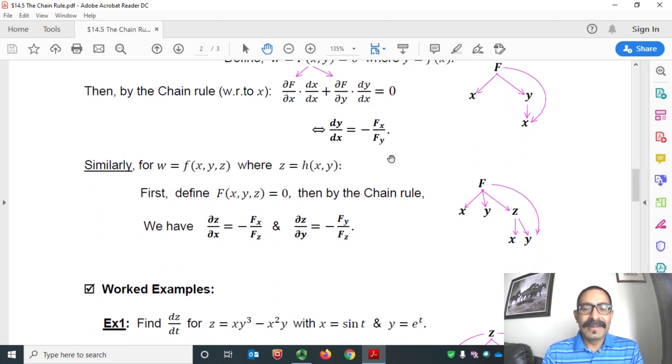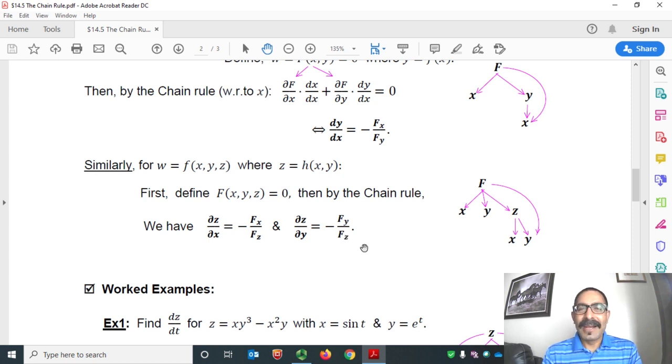Similarly, for a function of 3 variables, define capital F of x, y, z equals 0. Then by the chain rule, we will have partial derivative of z with respect to x equals minus partial derivative of capital F with respect to x over partial derivative of capital F with respect to z, and partial derivative of z with respect to y equals minus partial derivative of capital F with respect to y over partial derivative of capital F with respect to z.